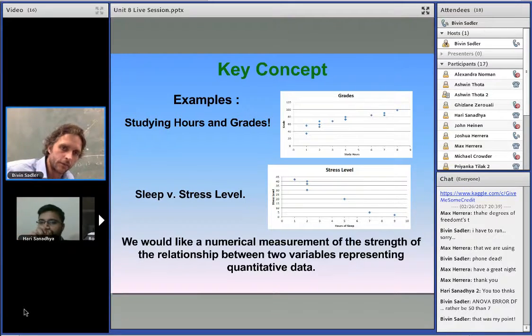That one's negative. So we would like a numerical measurement. Just like anything else, we're quantitative. We want to run tests. We want to get p-values, and we're going to do all that today. We're going to be experts at it.